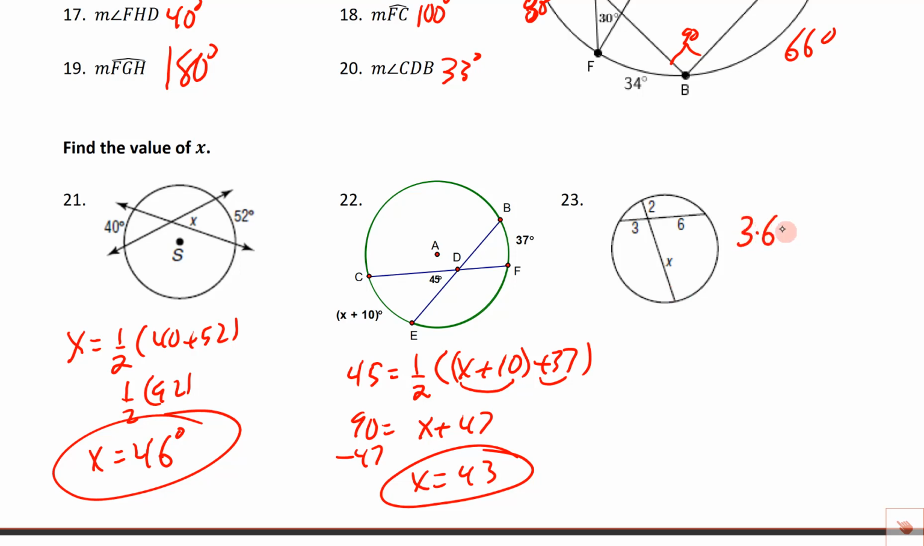So I'm going to do 3 times 6 should be exactly the same as 2 times x. I'm just going to divide by 2, do some cross canceling, and I end up with 9. So x equals 9 right here. Okay, let's flip it over and take a look at the other side.